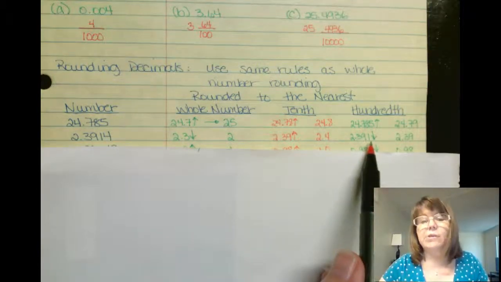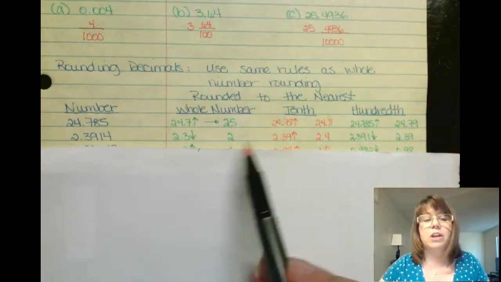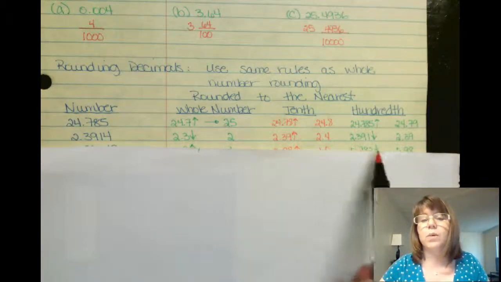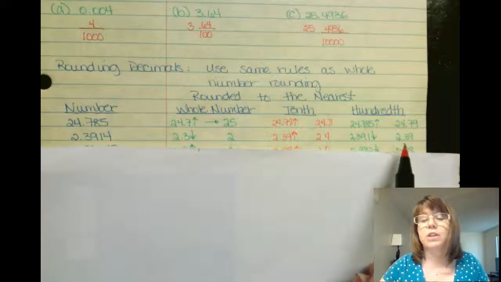And for the 100th position, we look at the 1. And we say, is the 1 less than or greater than 5? It's less than, so I round down. So my end result from 2.3914 will round to the nearest hundredth as 2.39.